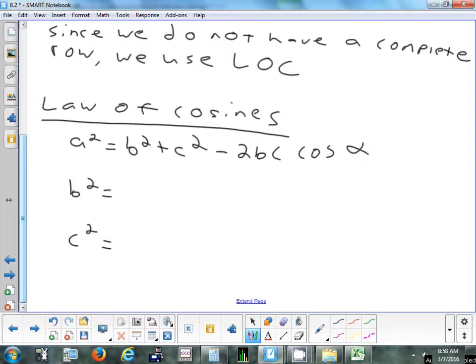But when your angle is not 90, and you take the cosine of something not 90, it's not going to come out to 0. And then we're going to need this part.